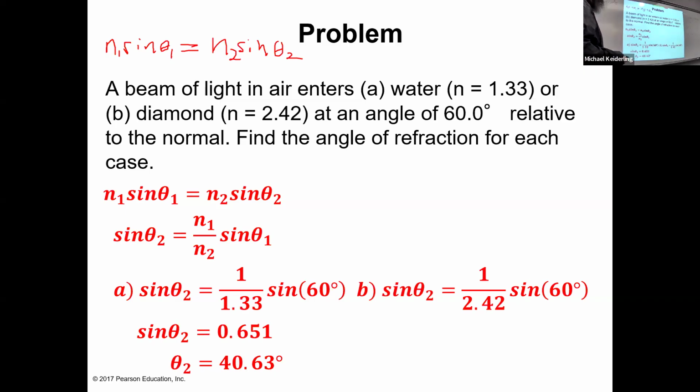Here, with diamond, sine of theta 2 is 1 over 2.42 times the sine of 60 degrees. So the sine of theta 2 is 0.358. So theta 2 is 20.97 degrees. So it'd be 21.0 if you round to three significant figures.